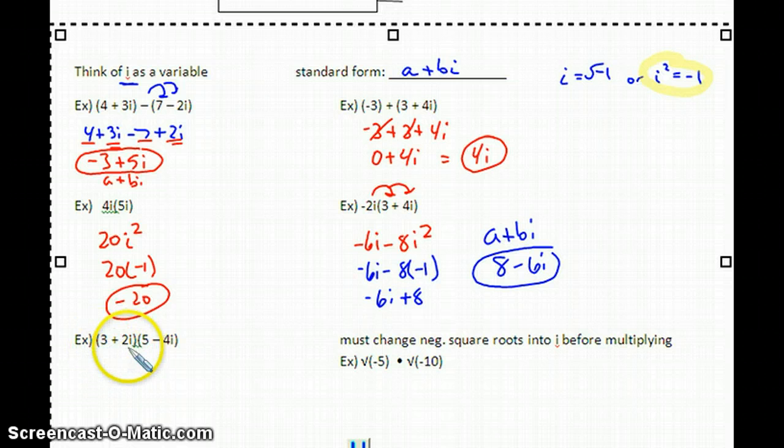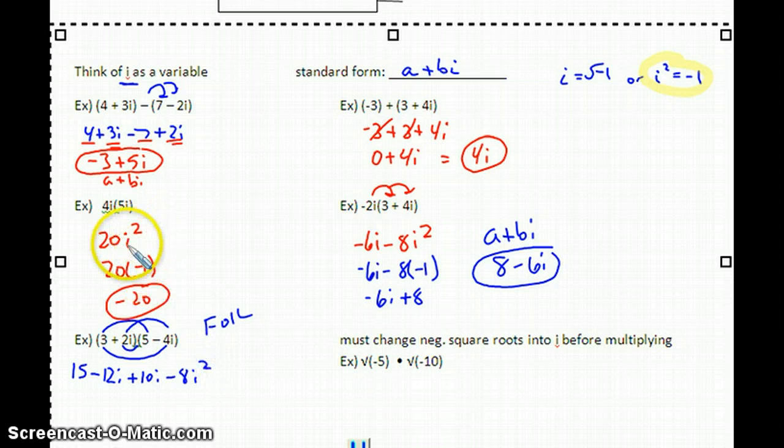When we take a complex number and multiply it by a complex number, again, if we think of i just as a variable, we would just FOIL this. So if it was an x, we would just go through and FOIL it. The same concept is going to happen here. So we'll multiply these two together to get 15, these two to get negative 12i, the innards to get 10i, and the last to get negative 8i squared.